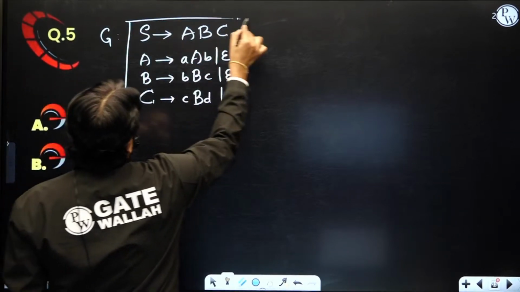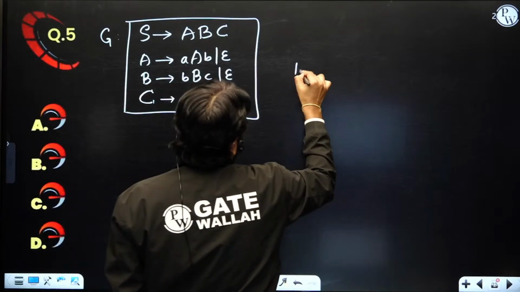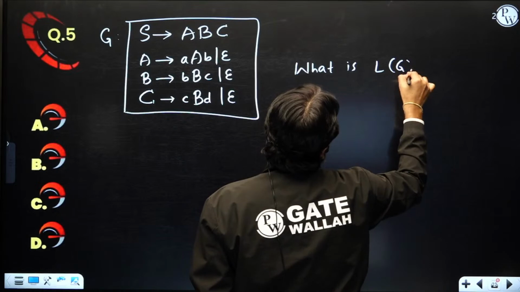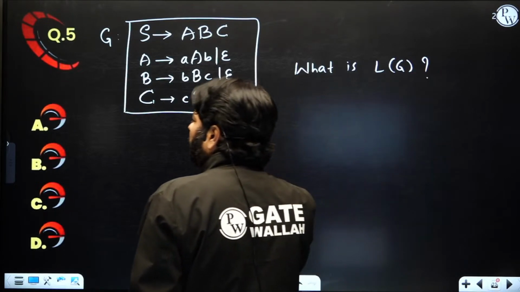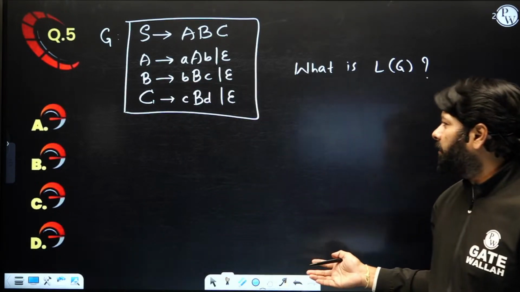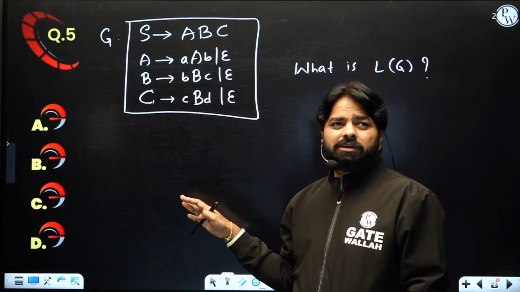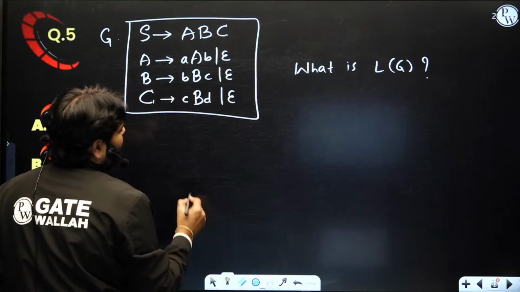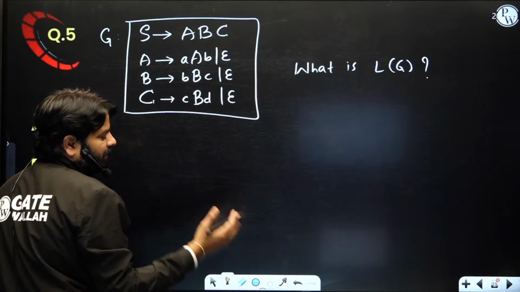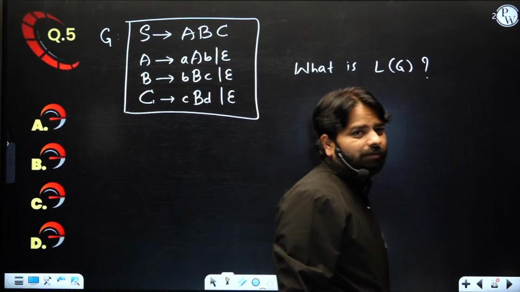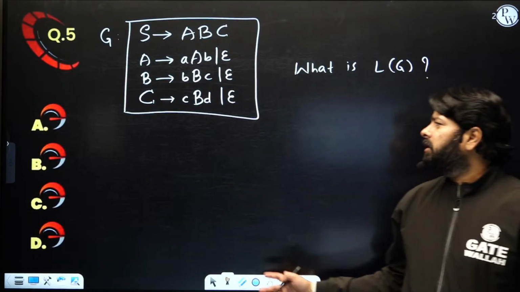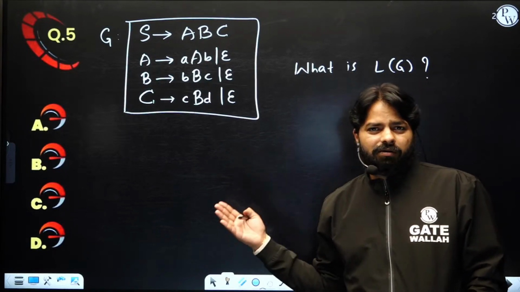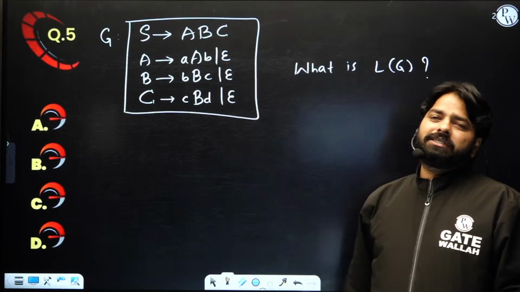I'm not giving the options for this. What is the language represented by the grammar? You can get a lot of options, I can give you, but it's not required. Just based on the previous examples, find out the right answer for this. Assume it is a fill in the blank. You need to focus on what exactly the language is and write it in the options. What is the right language generated by this grammar?